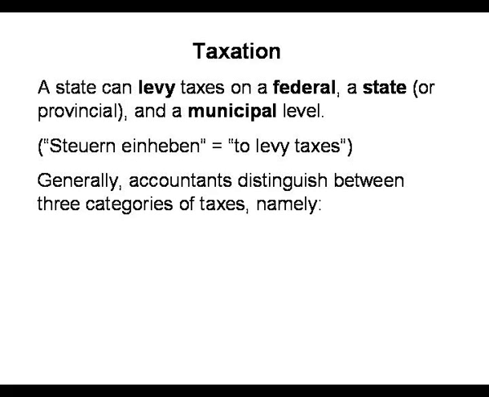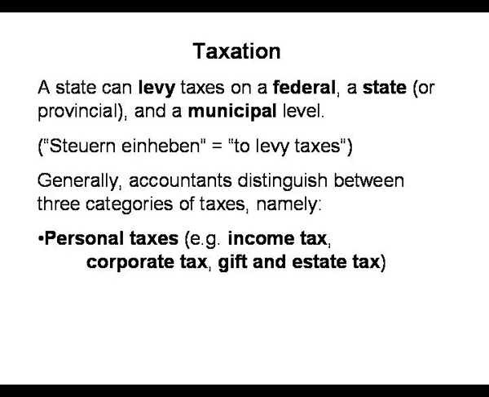There's three main categories of taxes that are generally or traditionally distinguished between, and these are personal taxes, property taxes, and transaction taxes. In the case of personal taxes, the tax is levied because somebody is a particular person, either a natural person, in the case of you or me, or an artificial person in the case of a corporation or company. And so typical examples of personal taxes are the income tax, the corporate tax, or the gift and estate tax, which is the Schenkungs- und Erbschaftssteuer.